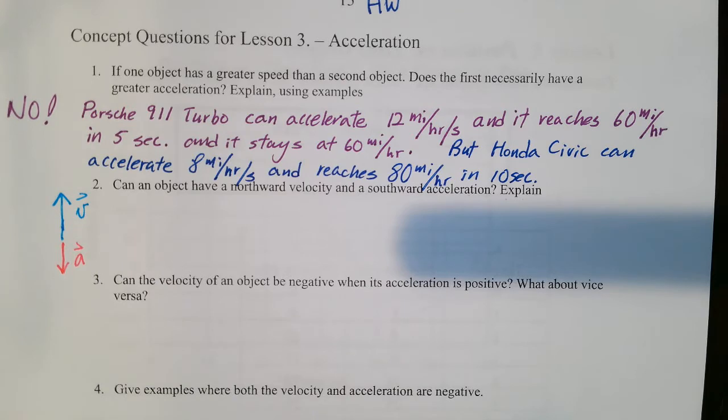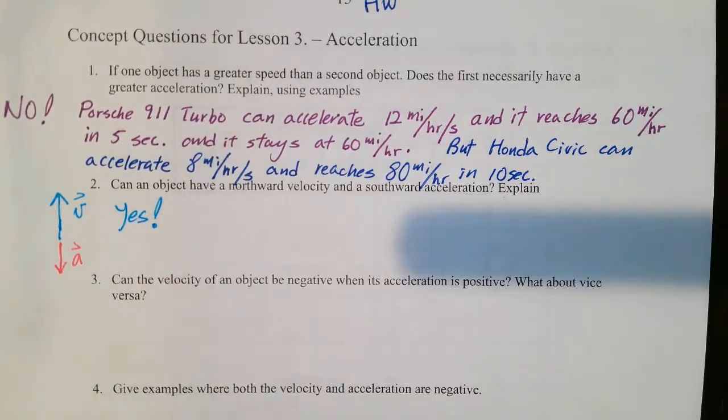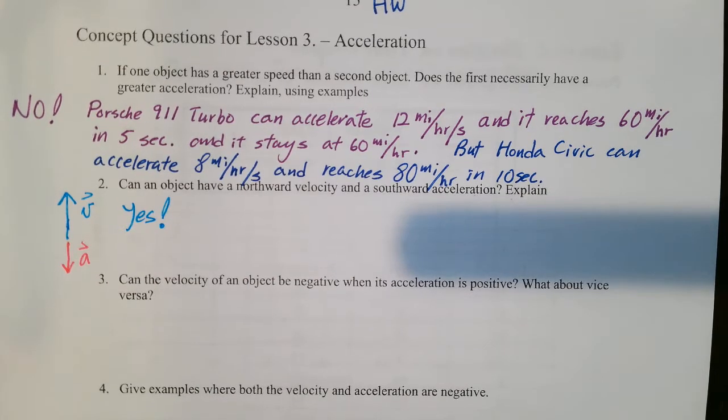And the answer is yeah. Yes, definitely yes. What would happen to this object if this is true? I mean, it says yes. So what would happen to the object? Come on, someone explain it to me. What would happen to this object if it has northward velocity with southward acceleration? Andy?